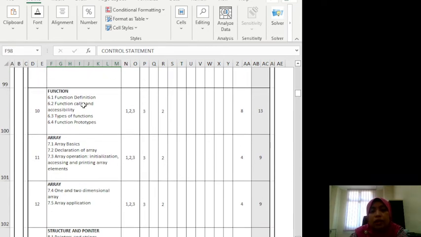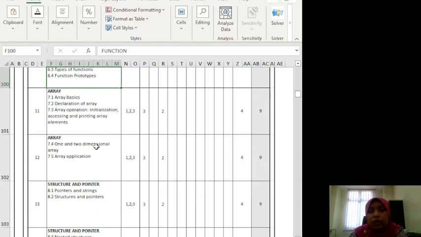And then in week 10 we will cover chapter 6, what is the function. Yang ni kita akan bina function, we will develop our own function. There are 3 types of function. I will explain it later in chapter 6 on week 10: types of function, what is the function prototype and so on. And then we jump into the array in weeks 11 and 12.